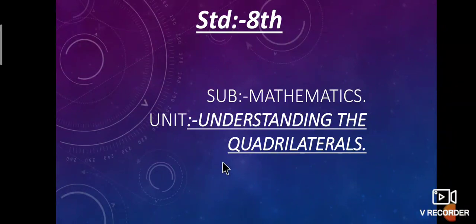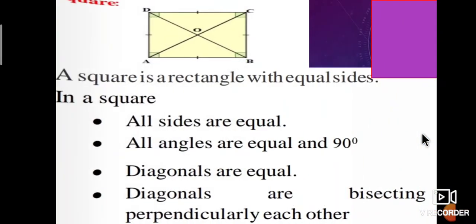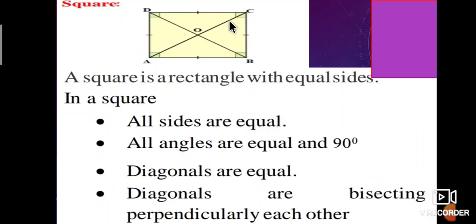The unit is Understanding Quadrilaterals. Students, in the previous video, we discussed the properties of parallelograms and other quadrilaterals like the kite. Today we are discussing what a square is, its properties, and then problems on the square.